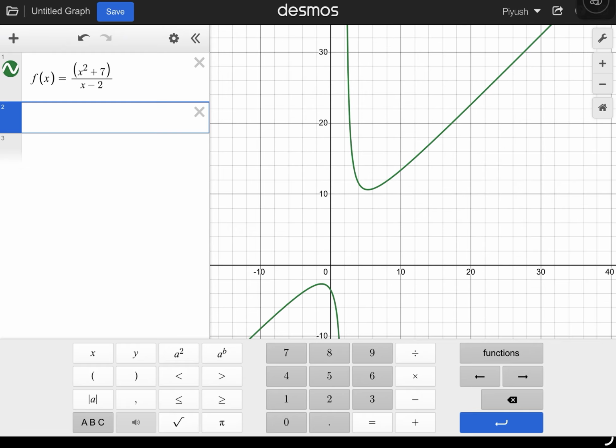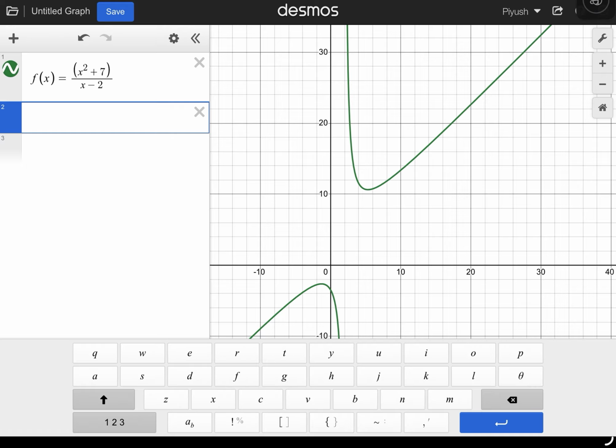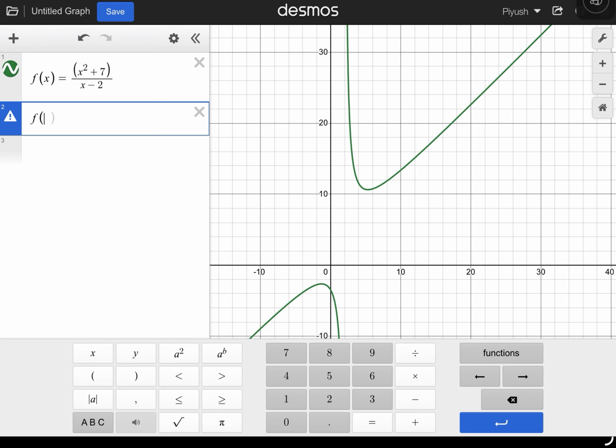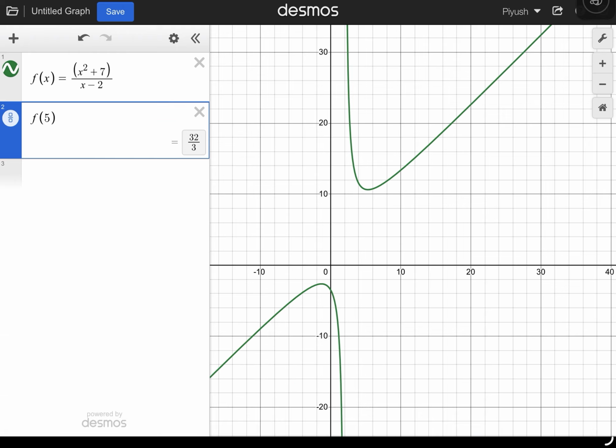But the cool thing is, let's say you're trying to find the value of the function at a specific x value. What you're going to do is just type in f of whatever that value might be. Let's say I'm trying to find f of 5. Pretty simple, it gives you the value, 10.6, essentially. And once again, if you want to see a fraction answer, you can convert it to a fraction, 32 over 3. That's pretty cool. You can enter a function, and after that, you can evaluate it by saying f of whatever x value you want to evaluate.